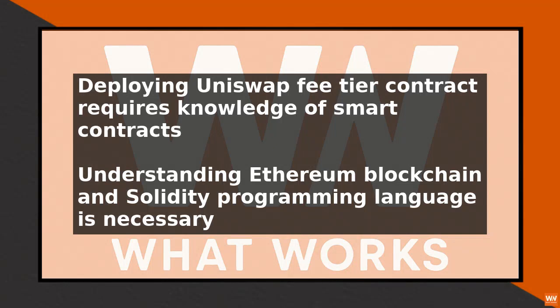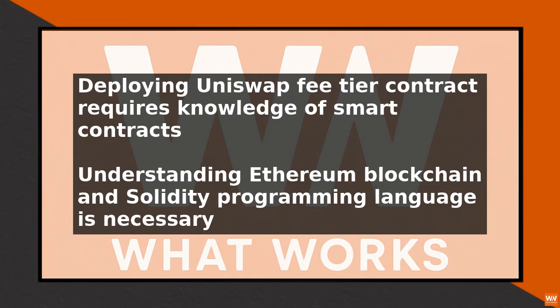Deploying a Uniswap fee tier contract requires a thorough understanding of smart contracts in the Ethereum blockchain. To begin, you need to have a basic knowledge of Solidity, the programming language used for Ethereum smart contracts. First, you need to set up a development environment, which includes installing Node.js, Truffle Suite, and a code editor. Truffle Suite is a set of tools that make it easy to build, test, and deploy smart contracts.